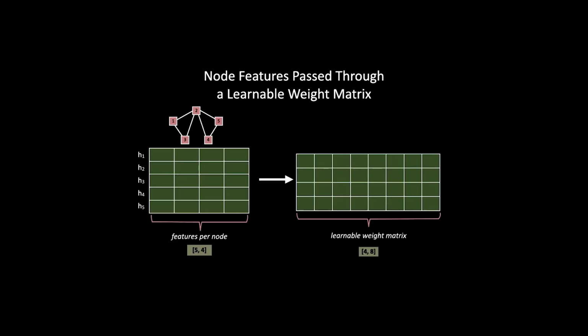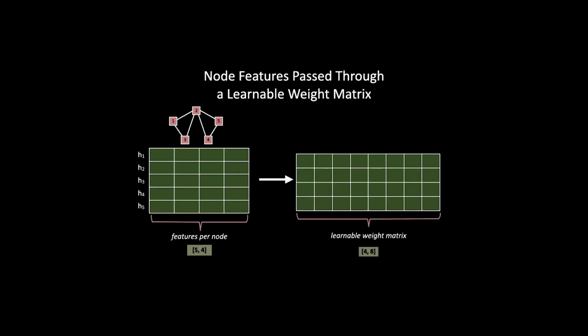We know that the node features matrix is 5 by 4 and the learnable weight matrix is 4 by 8. So this is a simple matrix multiplication operation. In this example, when our node features are passed through the neural network layer, each node will be represented by an embedding of dimensionality 8. So the output embeddings for each node will be 5 by 8: 5 nodes, embedding dimensionality 8.